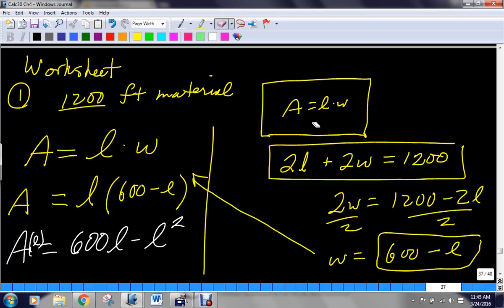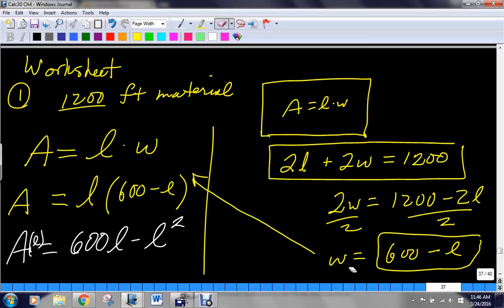But we drew a picture and we said, hey, we need to maximize the area. So we wrote an area equation there. Then we figured out that I need one variable only. So what other information am I given in the question? Well, that other information is the 1,200 feet of material. So that gives us another equation we can work with.